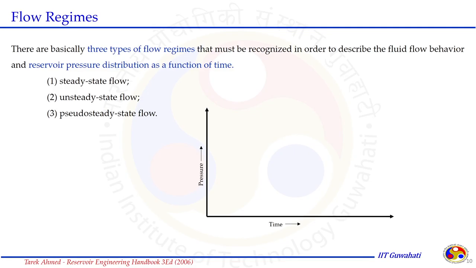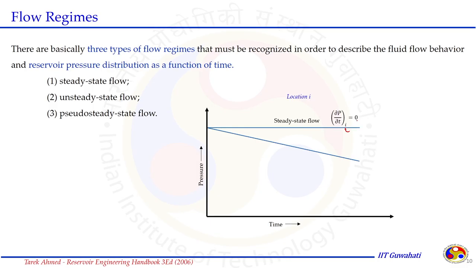It means how the pressure decline is happening over time can be characterized into three parts: steady state, unsteady state, and pseudo steady state case. If we plot pressure versus time at a particular location in the reservoir, how the pressure is changing over time, pressure will change because the flow is happening because of the pressure energy. So over the time when we are producing, the pressure should change.